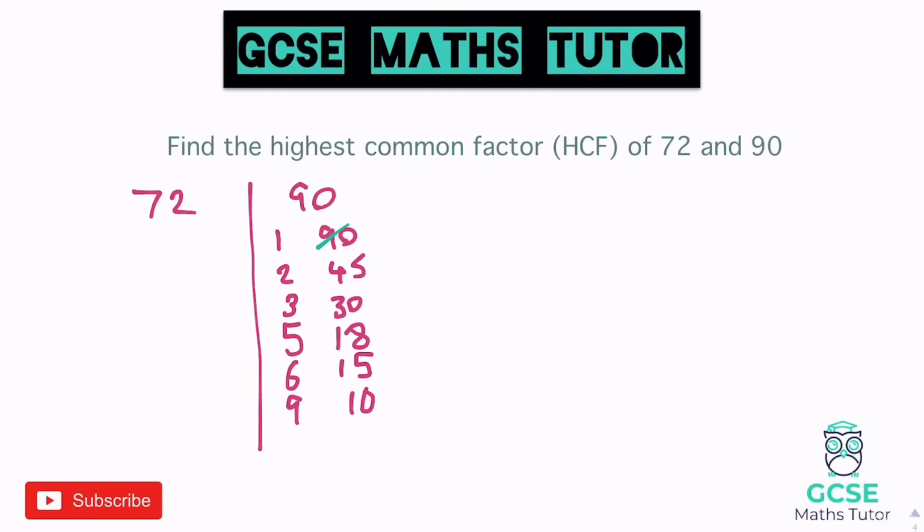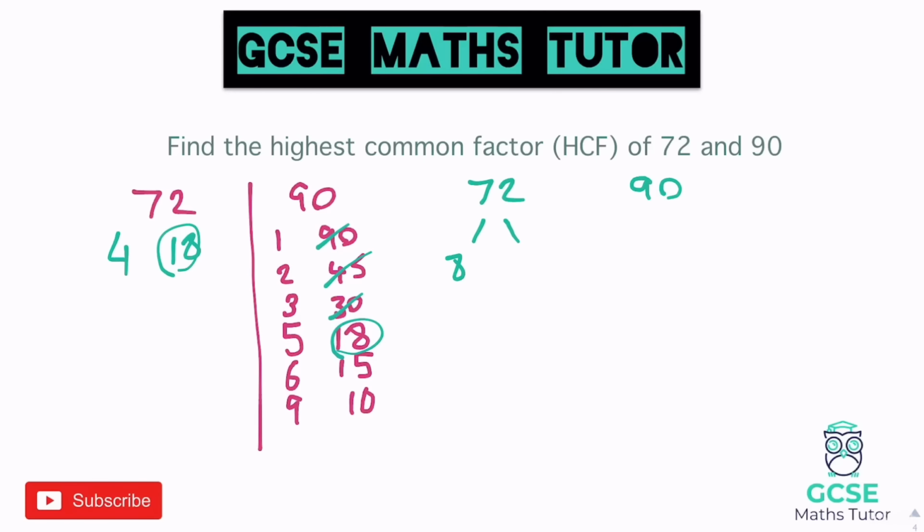90 doesn't, 45 doesn't, 30 doesn't go into 72, but 18 does. 18 actually goes in 4 times. So 4 times 18, we don't have to do all the factors of 72 there because we've spotted that it's 18. Of course, we could use the prime factor method to find the highest common factor, which I'd recommend for numbers like this, so 72 and 90.